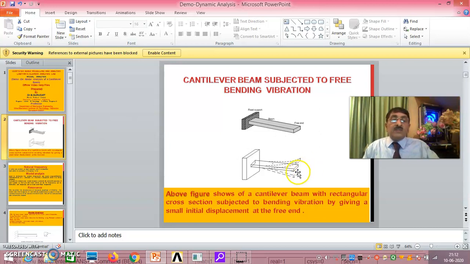Now as I said, if it does 10 cycles in 1 second, then it is called 10 hertz. 10 hertz is the same as 10 into 60, that will be 600 RPM. This is the basics of hertz and all that, you remember.